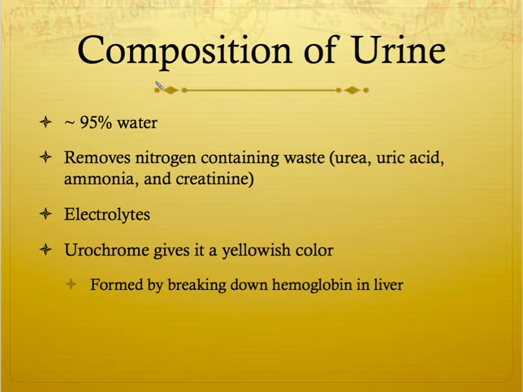First, your urine is made of a couple things. Primarily, 95% of your urine is water, which would be the liquid substance that you excrete into the toilet, or expel from your body. And most of that is water. There's also some nitrogen-containing waste, so again, urea, uric acid, ammonia, and creatinine are all components of urine.